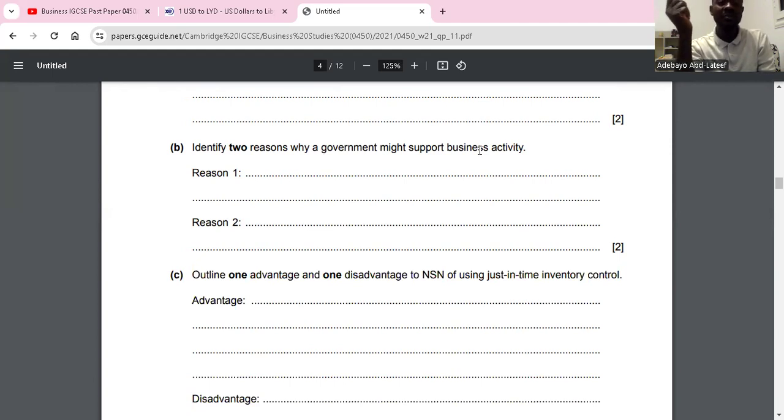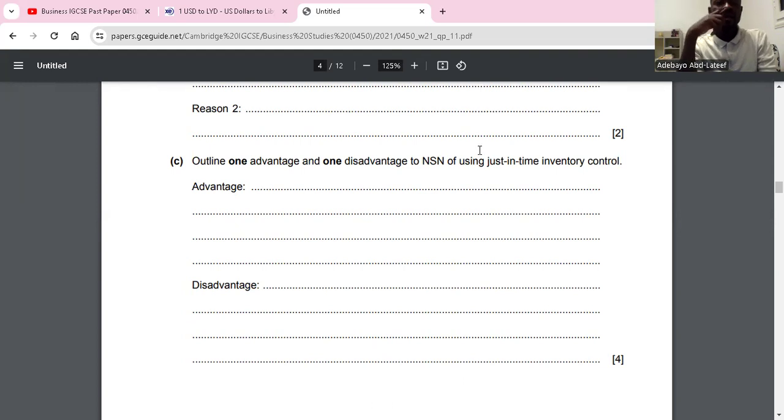Government might support business activity because it increases employment opportunity. The government might support business activity because it increases the GDP. Clear. Question C. Outline one advantage and one disadvantage to NSN of using just-in-time inventory control.